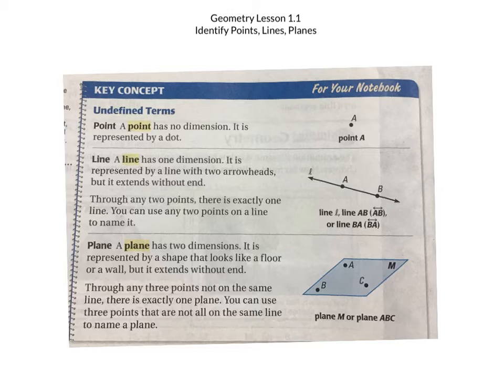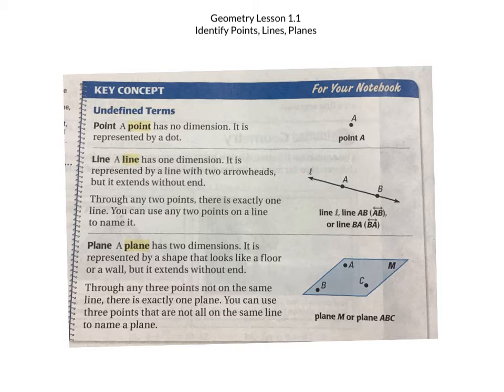A line has one dimension, and it's represented by a line with two arrows. A lot of people forget these little arrows on the end of it. If it doesn't have an arrow, it's considered a segment. But if it has the arrows, then it's a line. And when it's talking about one dimension, that means like on a graph, you can have a flat graph. But if you're going into dimensions, then you have a 3D graph. So a line is one dimension. You can't have a 3D version of a line.